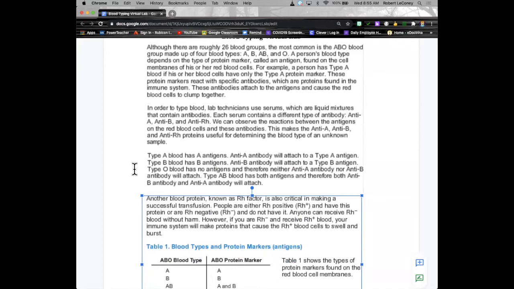Type A blood has A antigens. Anti-A antibody will attach to a type A antigen. Type B blood has B antigens. Anti-B antibody will attach to B antigens. Type O blood has no antigens, and therefore neither anti-A antibody nor anti-B antibody will attach, meaning nothing will happen. Type AB blood has both antigens, and therefore both anti-B and anti-A antibodies will attach.